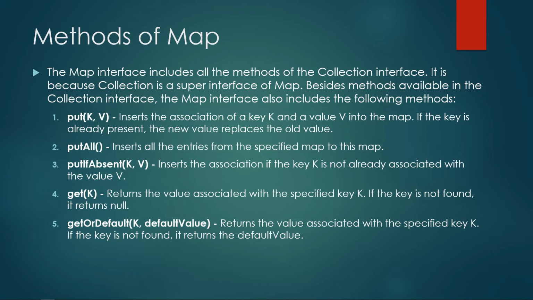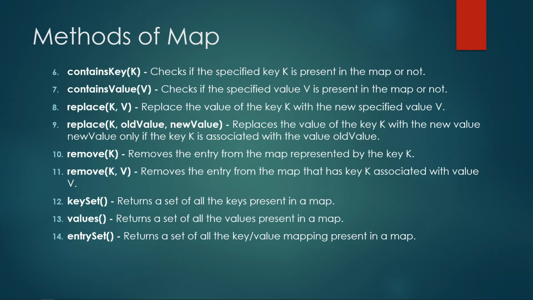Next we have the get method. So this returns the value associated with the specified key k. If the key is not found, it returns null. Next we have the get or default method. This returns the value associated with the specified key k. If the key is not found, it returns the default value. Okay, moving on, we have a few more methods.